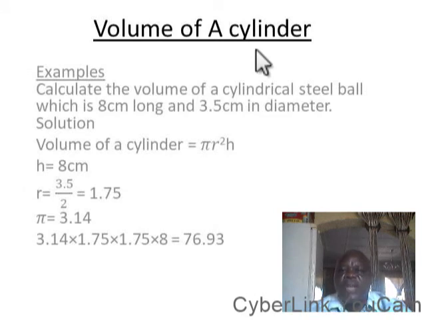Volume of a cylinder. The formula to calculate the volume of a cylinder is pi r square h. So calculate the volume of a cylindrical steel ball, which is 8 centimeter long and 3.5 centimeter in diameter. The formula is pi r square h. Please, whenever you are solving any solid shape, it is appropriate you write the formula first.